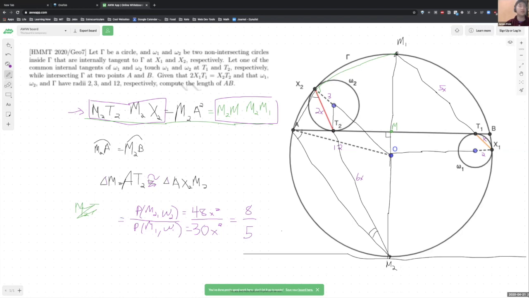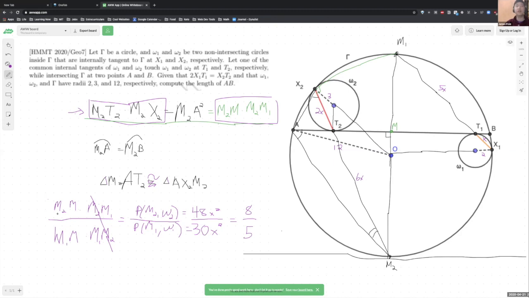I'm going to erase this. This is also equal to M2M times M2M1 over M1M times M2M1M2. And nicely, this thing cancels out right here. So we're left with the ratio between M2M and M1M now, right?